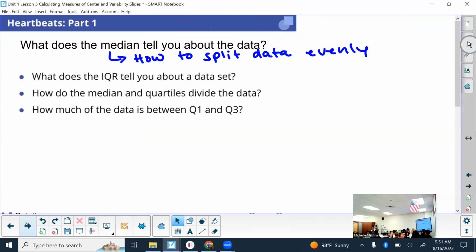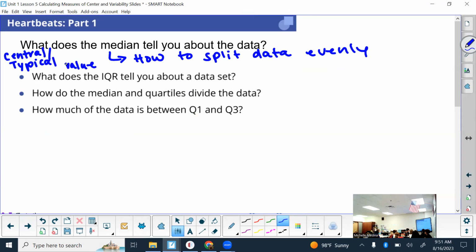So those would be my 2 different measures of center, by the way. So let me add that in here. You guys added 2. So it's the central / typical value. So like for the one we just did, the 76.5 would be a typical value for those kids' heart rates per minute.